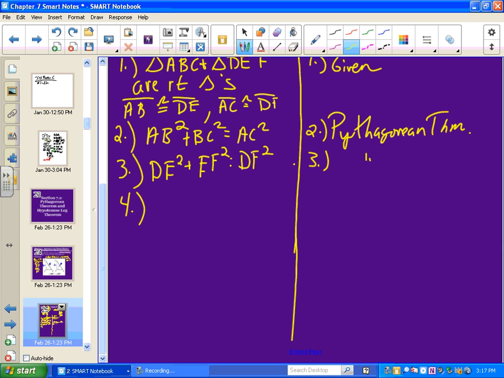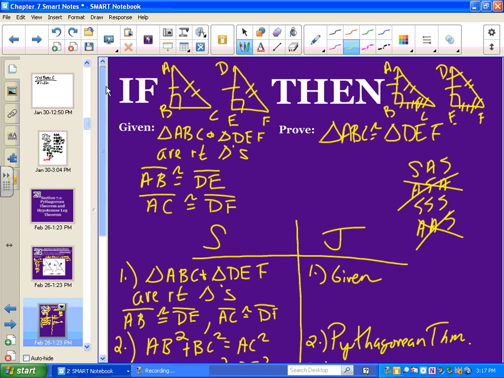So if I look at this, all I have in here are side lengths. That's all I have. We have AB, BC, AC, DE, EF, and DF. That's all we have in the proof. So I know that side, angle, side is not going to be a possibility. We are going after side, side, side. We need to get all sides of these two triangles congruent.